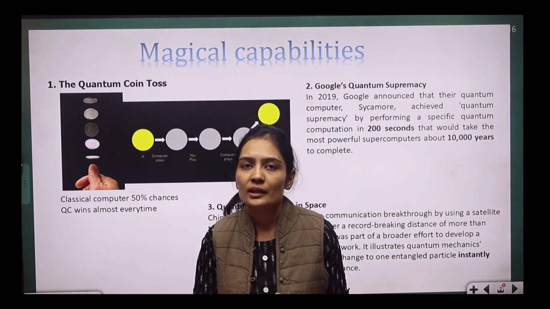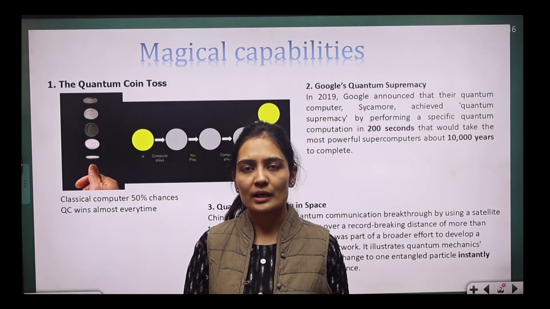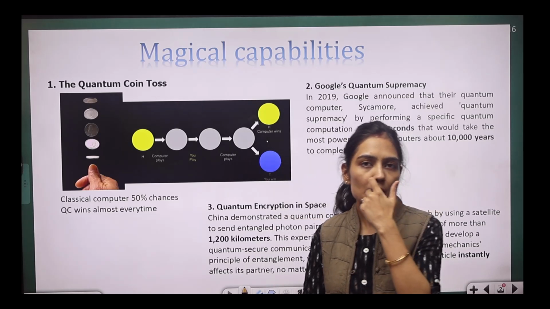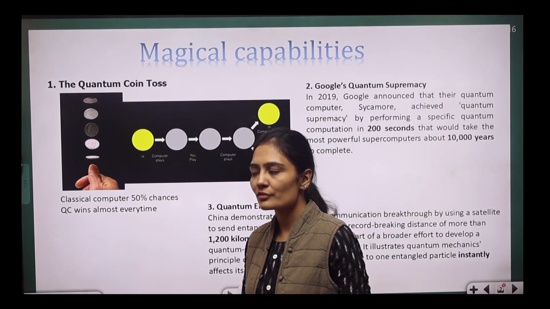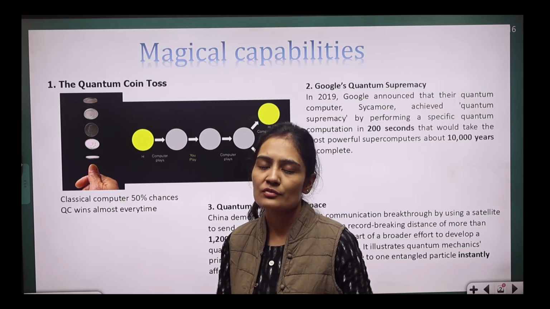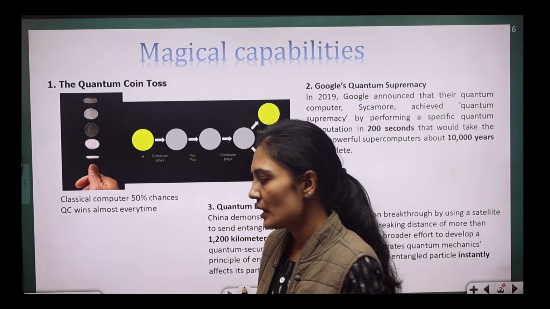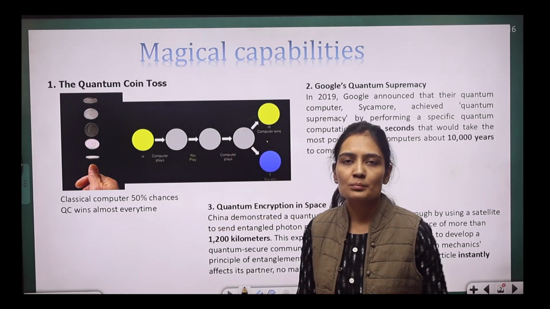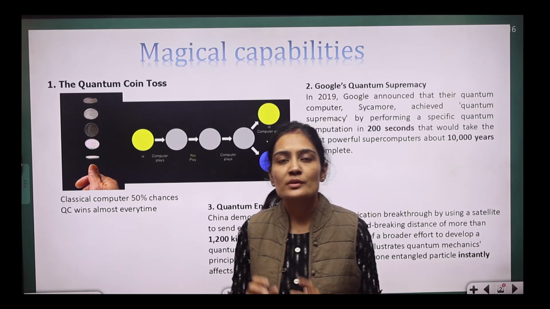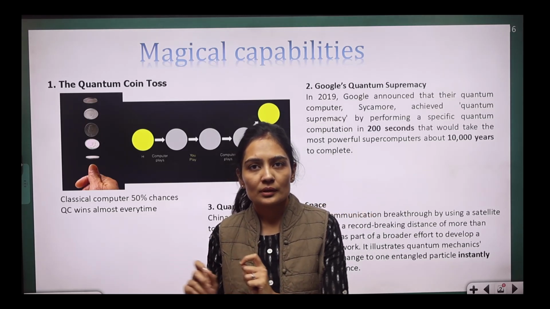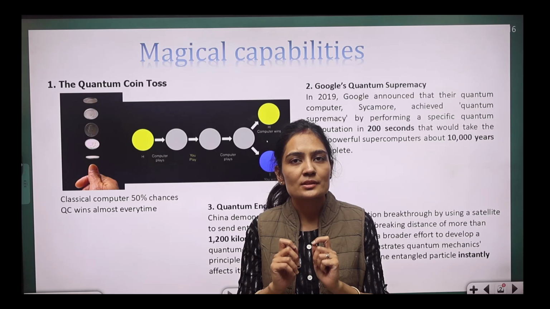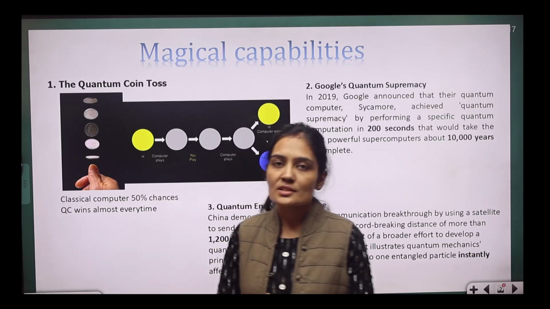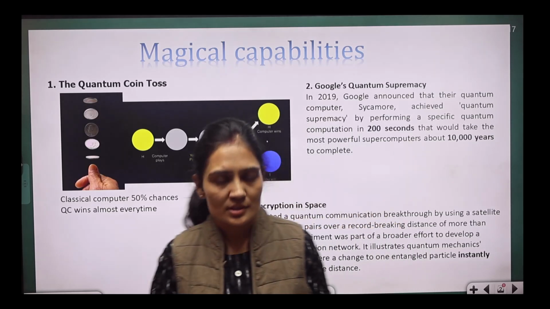Suppose you have chosen head, and if it's a head you will win, and if it is a tail, the computer will win. If you play the game with a classical computer, you know there are 50% chances of your winning and 50% chances of the computer winning. But if you play the game multiple times with a quantum computer, the quantum computer wins every single time. Almost 100% winning chance for the quantum computer. How it is done, we will discuss in the subsequent lectures.